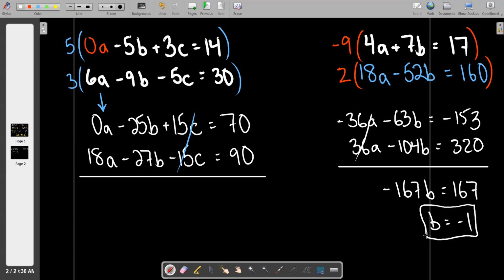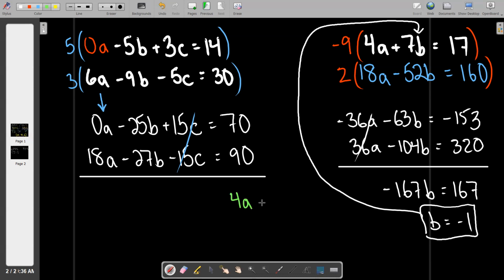I'm going to put that right there. I like that equation the best, I think. So I'll write this in green. It's going to say 4A plus 7B equals 17. Add 7, get 24, divide by 4, A equals 6.